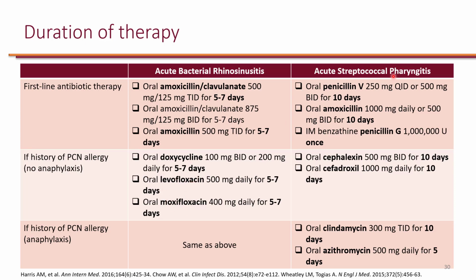For acute streptococcal pharyngitis, the first line recommendation is penicillin V, which is the oral formulation of penicillin, for 10 days. Or alternatively, amoxicillin for 10 days. Or you can do a one-time intramuscular injection of penicillin G and be done with the treatment.